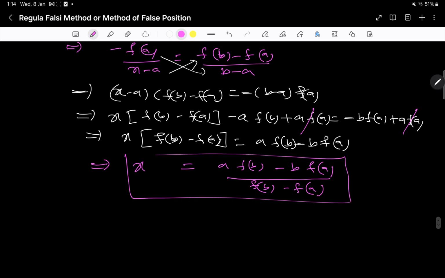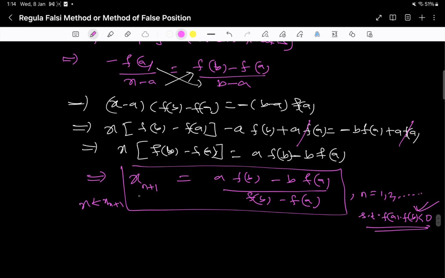So I may write it as x(n+1). I replace x by x(n+1), where n is 1, 2, and so on, and the restriction is that f(a) times f(b) is negative. This restriction is always there. So this is the necessary formula here, right?